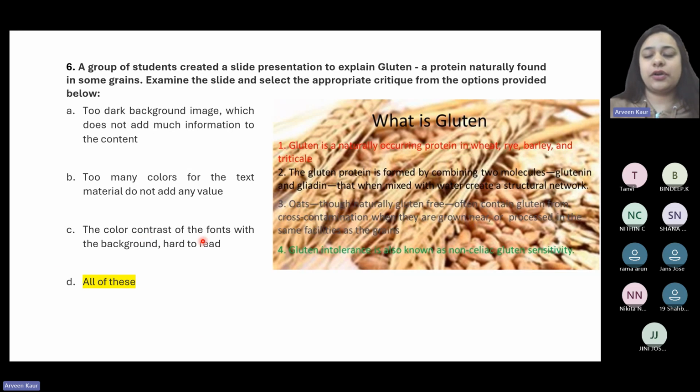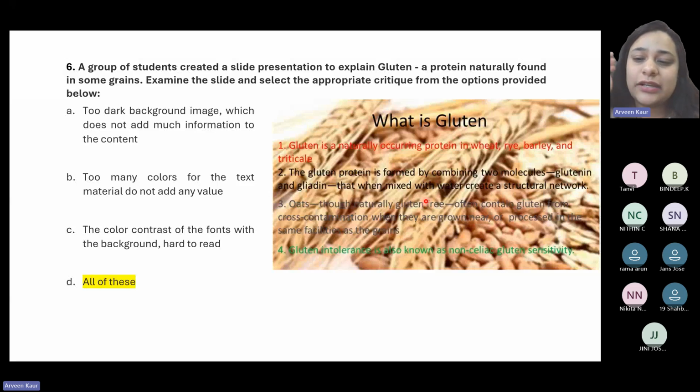Okay, so the answer is all of these, right? So why is it all of these? Yes, indeed, the background is very dark, right? Because of the background, a lot of words are not legible, right? That is one thing. Apart from that, for a person who doesn't know what gluten is at all, the background at the back currently is not making any huge sense over here.